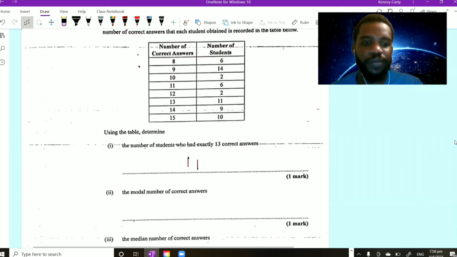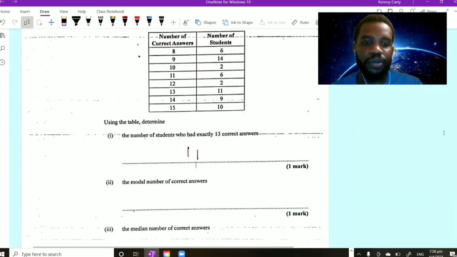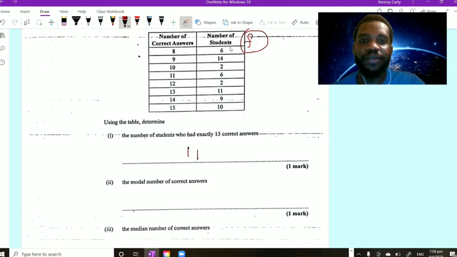Let's move on to the next part, which is part 2, the modal number of correct answers. All right, the modal score is the score with the highest frequency. The frequency column, of course, is the column that represents the number of students. So I'm just going to put a little f here, which means frequency. So for the modal number of correct answers, I'm looking for the highest value in the frequency column, which is the number of students, which in this case is 14.